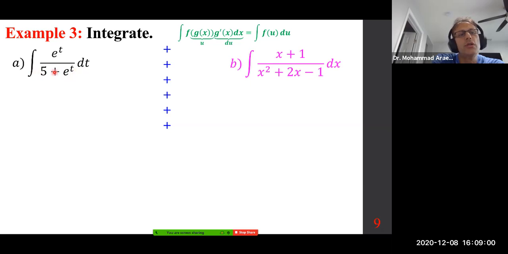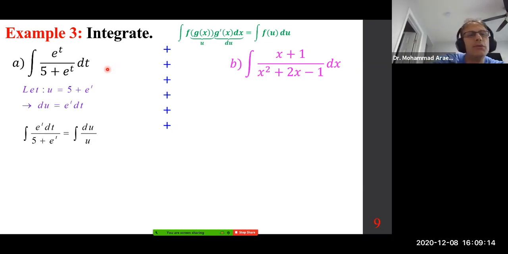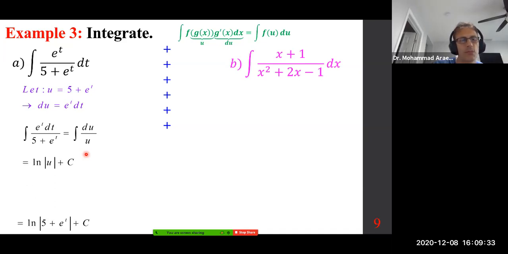So if you choose the denominator to represent the u, I hope you see the derivative of that is e to the power of t. Therefore, du becomes e to the power of t dt. And I'm going to put the dt next to e to the power of t. Not that you have to. I just want to emphasize that we really have them all together. And therefore, you're dealing with du over u. And this is a simple case of a natural log. And you add a constant and you're done.